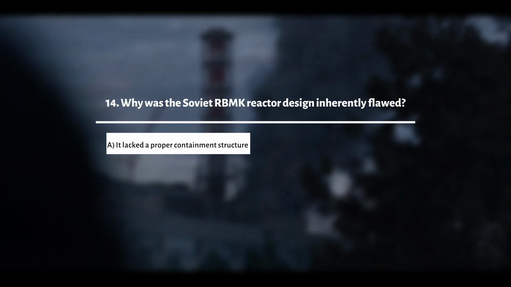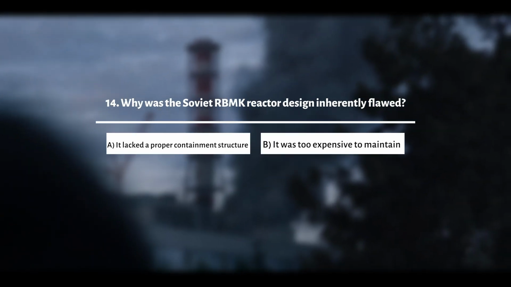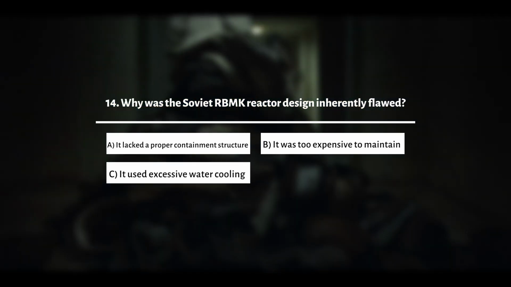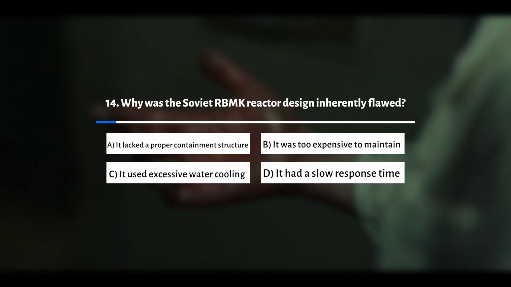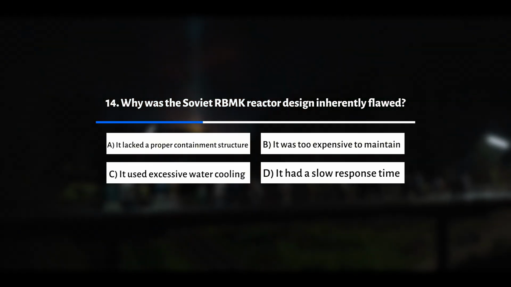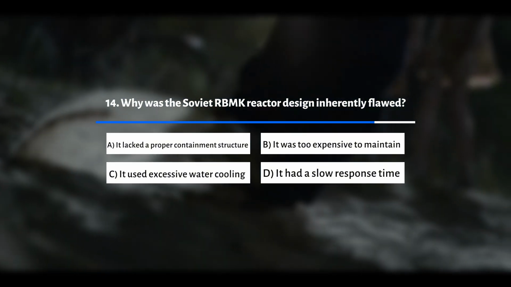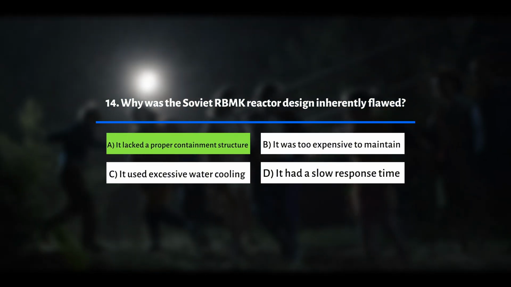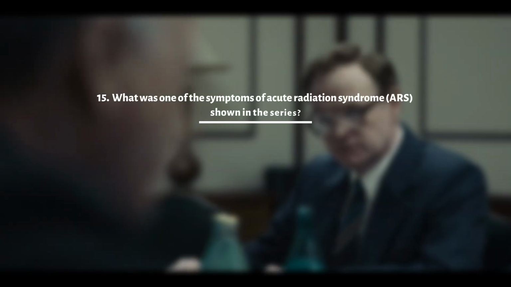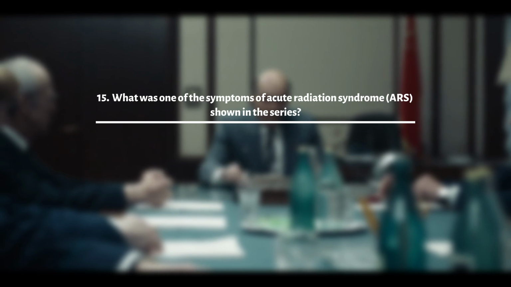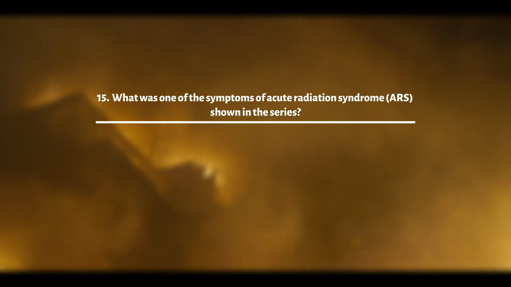A. It lacked a proper containment structure. B. It was too expensive to maintain. C. It used excessive water cooling. D. It had a slow response time. Correct answer, it lacked a proper containment structure. 15. What was one of the symptoms of acute radiation syndrome, ARS, shown in the series?